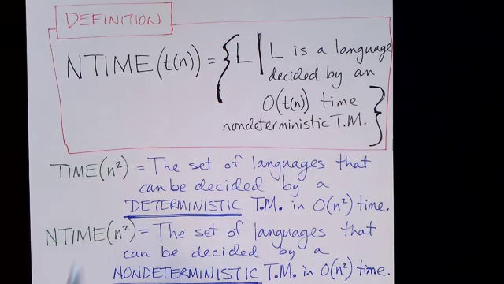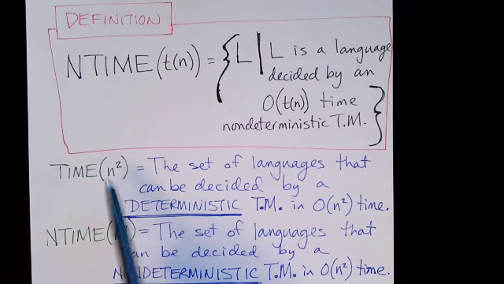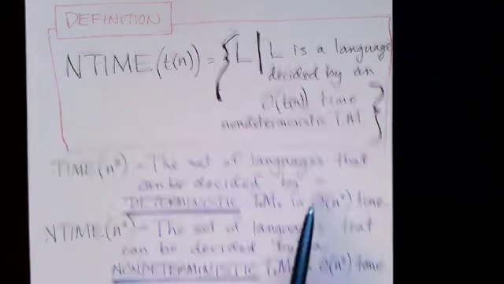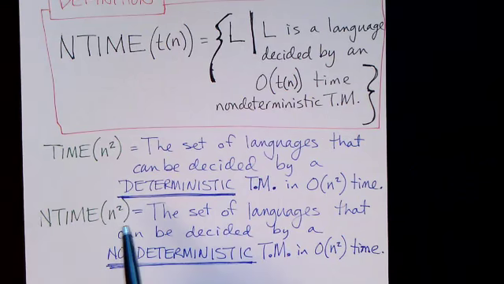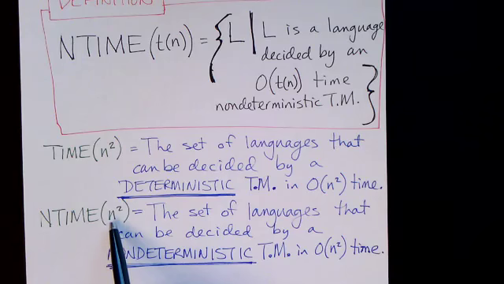Previously, we defined the class of languages that can be decided by a deterministic Turing machine. For example, TIME of n squared here indicates the set of languages that can be decided by a deterministic Turing machine in order n squared time. And for every possible running time, we have a corresponding class of languages. By analogy, we're going to define NTIME, N standing for non-deterministic. So, for example, NTIME of n squared is the set of languages that can be decided by a non-deterministic Turing machine in order n squared time.